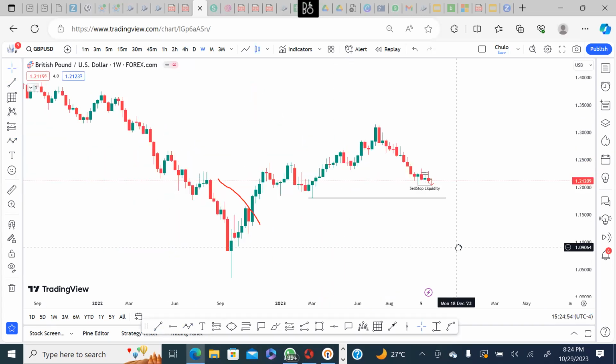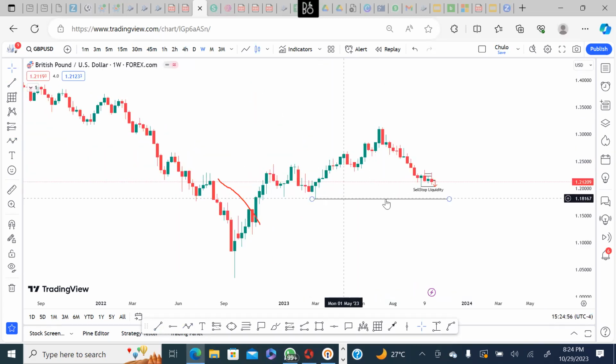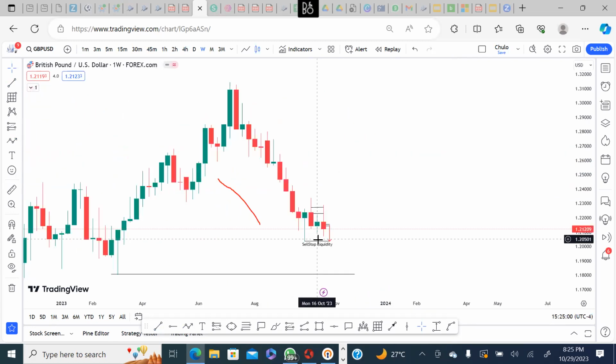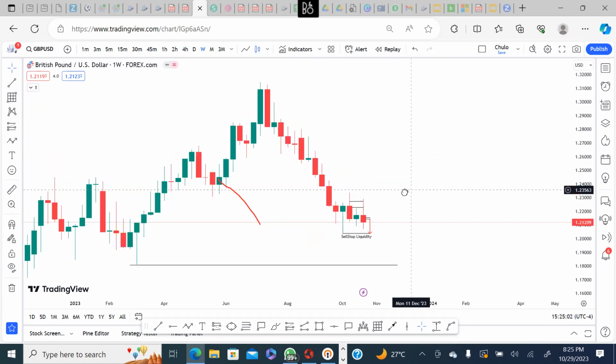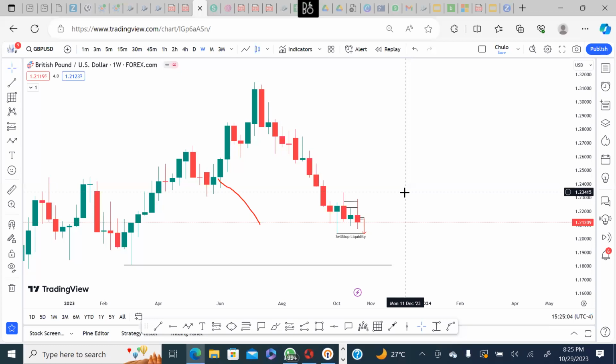all the way down to this weekly strong DOL here. So that is what I'm expecting on GBPUSD, EURUSD, and the DXY.